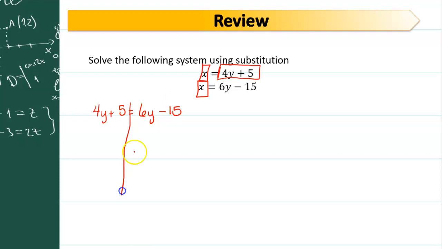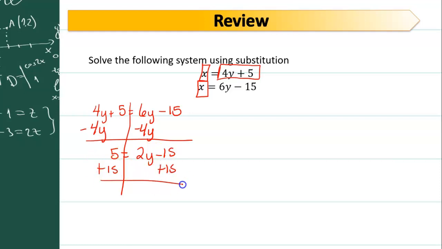I notice some of us are having trouble solving when we have variables on both sides. You want to remember that if something is on opposite sides, we have to do the opposite. So this is a positive 4y. To get it over with the other y, I'm going to subtract 4y from each side. So I get 5 equals 2y minus 15. I'm going to add 15 to each side. 15 plus 5 is 20. Divide both sides by 2 to isolate y, and so y is 10.